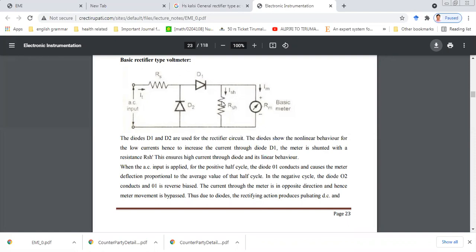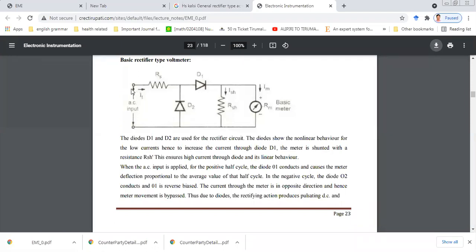So this meter will be bypassed in this case. In the negative direction, this diode will conduct and the current will flow in this direction only. So there is no current to the shunt and there is no current to the deflection. So in the reverse direction, in the negative half cycle, the diode does not show any value.